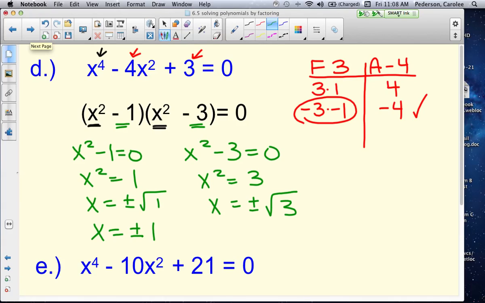That was a quadratic equation, or sorry, quartic equation. The degree was 4, so you can have up to 4 solutions. I'm going to stop the recording and we'll pick back up.